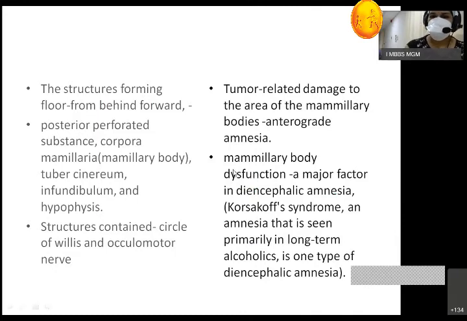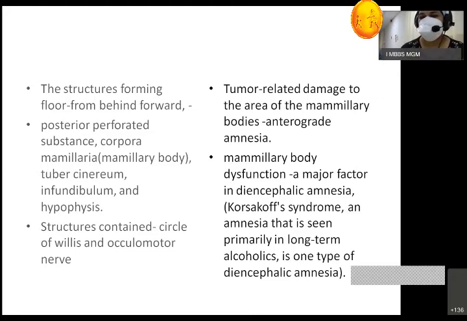Now, the clinical significance of this interpeduncular fossa is that if there is a tumor related to these mammillary bodies, they cause anterograde amnesia. Amnesia is the loss of memory. There are two types, anterograde and retrograde. Anterograde means whatever events happen just before the incident or the accident, they forget that. So that is called anterograde amnesia.